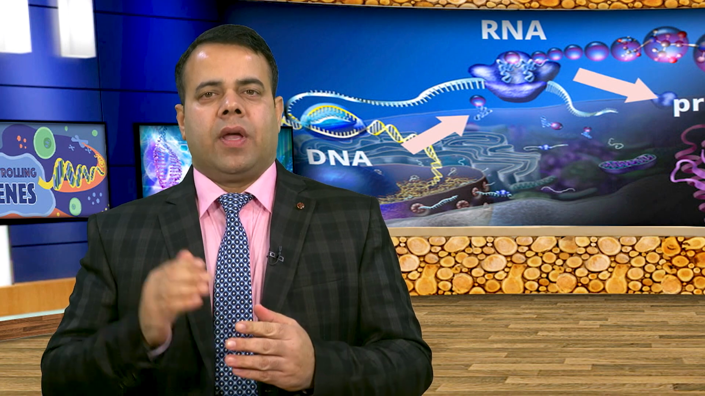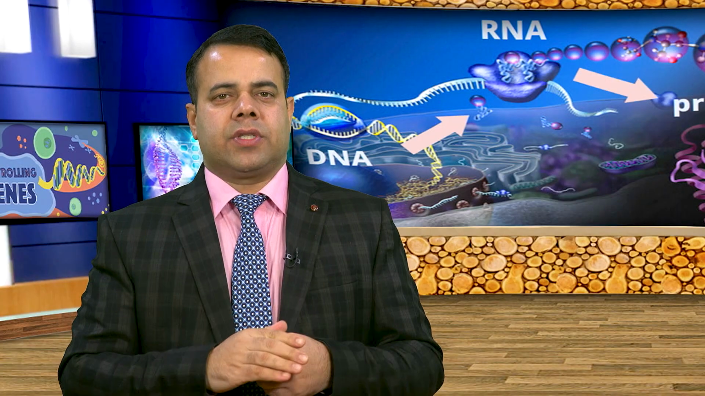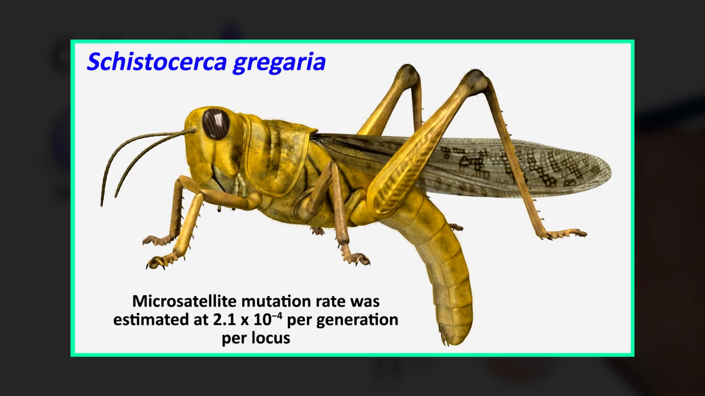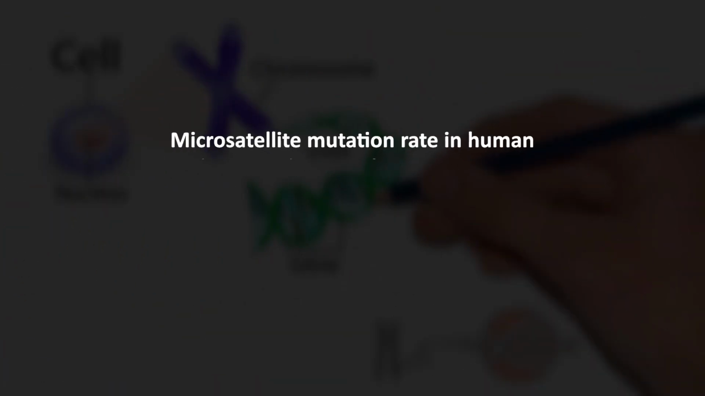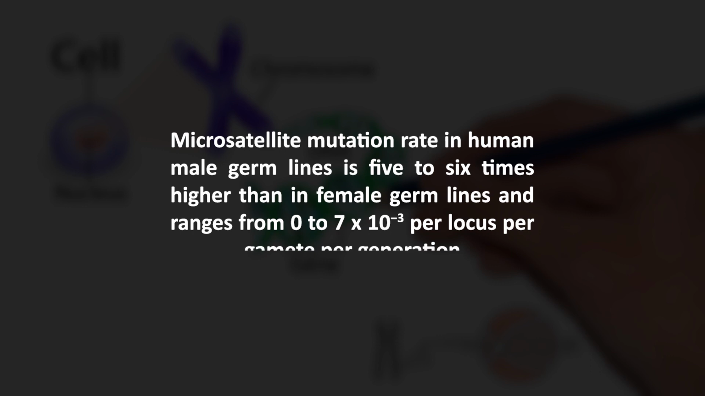Direct estimates of microsatellite mutation rate have been made in numerous organisms from insects to humans. In the desert locust, the microsatellite mutation rate was estimated at 2.1 × 10^-4 per generation per locus. The microsatellite mutation rate in human male germ lines is 5 to 6 times higher than in female germ lines and ranges from 0 to 7 × 10^-3 per locus per gamete per generation.